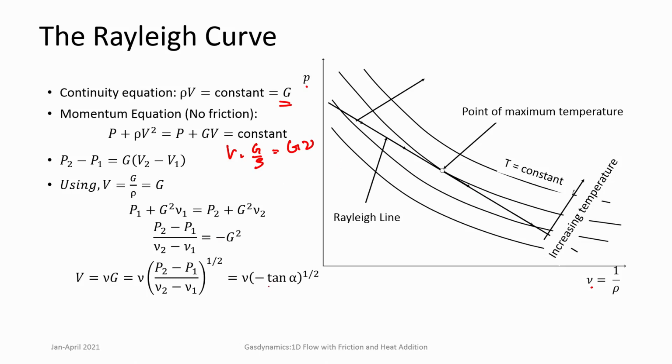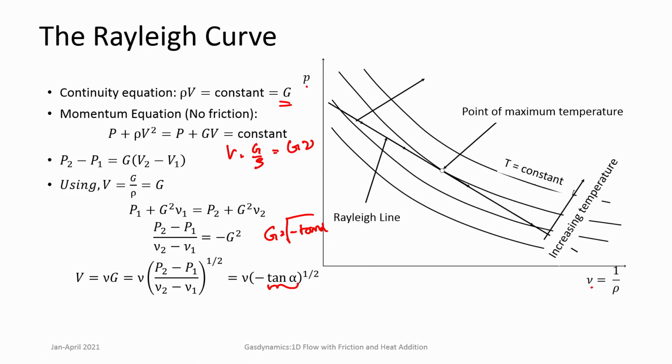If tan alpha represents the slope in the PV diagram, then g is nothing but negative square root of negative tan alpha. Okay. So, the velocity can also be represented now along the line as the specific volume multiplied by g, which here is minus tan alpha. So, it is a very nice way to represent this particular line, which is known as the Rayleigh line. Okay.